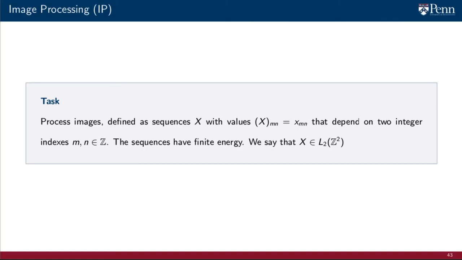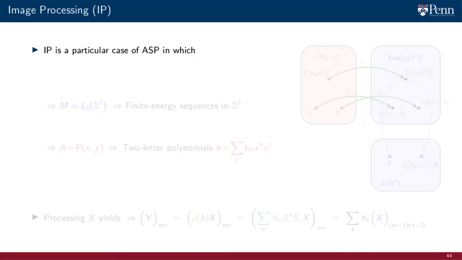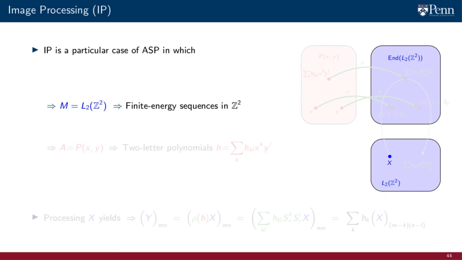Yet another example of a task that we can solve with algebraic signal processing is the processing of images. An image is mathematically represented as a sequence with two integer indexes. The sequence is required to have finite energy, as usual. We say that it belongs to L sub 2 of Z squared. To recover image processing as a particular case of algebraic signal processing, we define M as a vector space of square summable sequences with two indexes, the space L2 of Z squared.